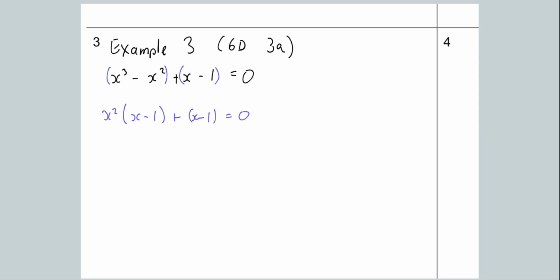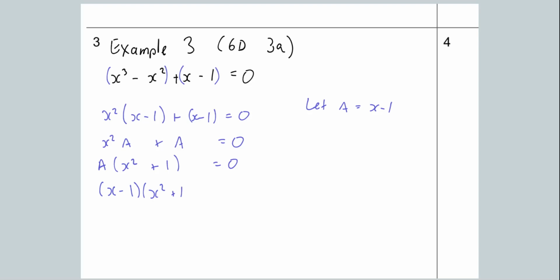So remember that little shortcut that you can use if you really want to. Let a equal x minus 1. And that will give you x squared a plus a is equal to 0. And then when I take out a common factor of a, I'm left with a times x squared plus 1, which is equal to 0. Now I'm going to replace a with what I had before, which is x minus 1. So I've got x minus 1 multiplied by x squared plus 1 is equal to 0.